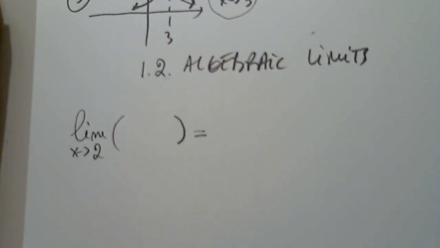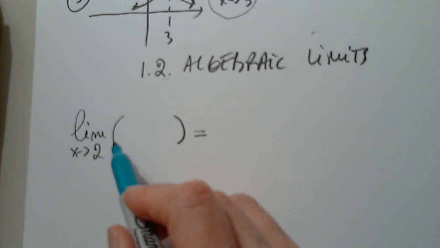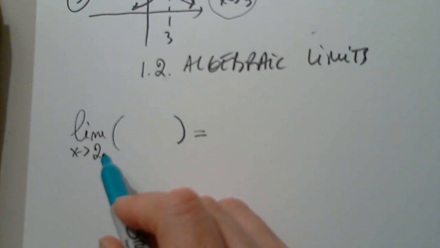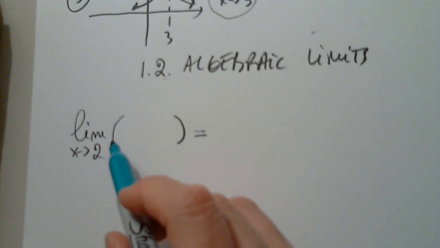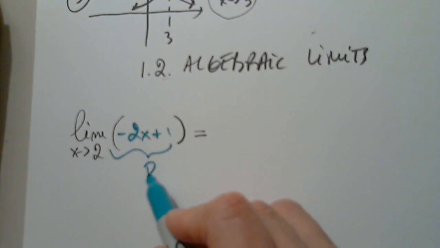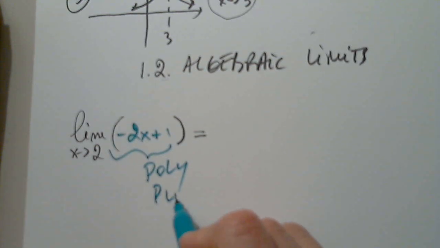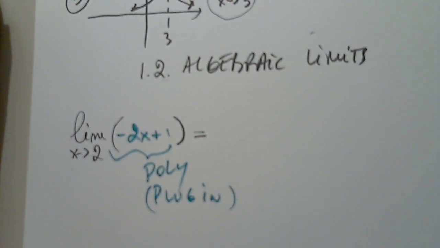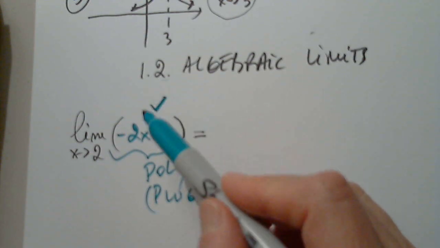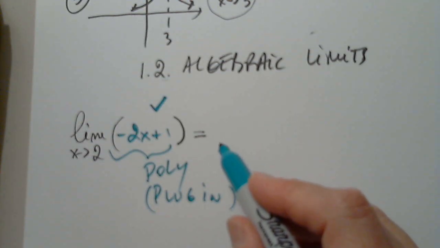Anyone, please? Okay, I'm going to say 2x plus 1. Because this is a polynomial, all we need to do is just plug it in. Plug in for polynomials. Can anyone give us the limit? We don't have to graph. If the limit is determined from a polynomial function, all we have to do is plug it in and give me the answer. Can anyone tell us the answer?